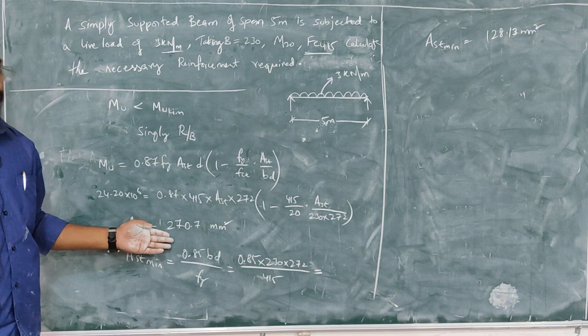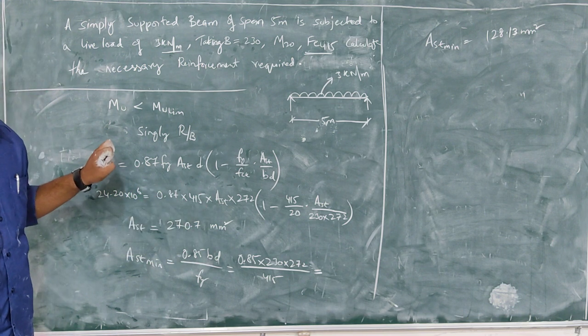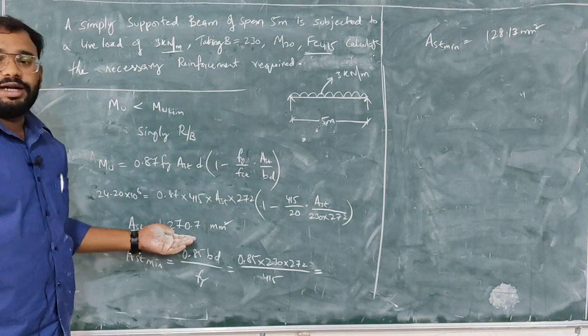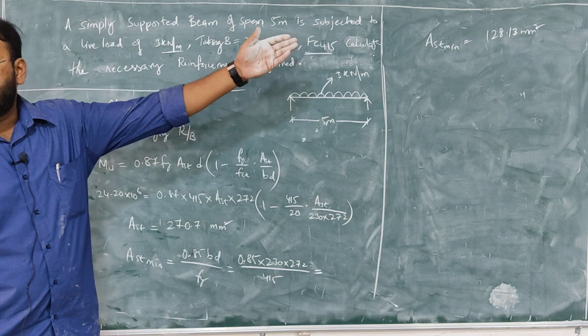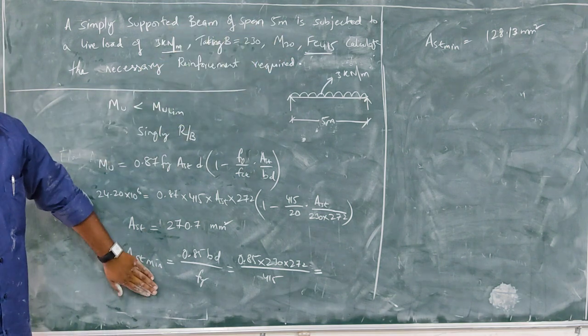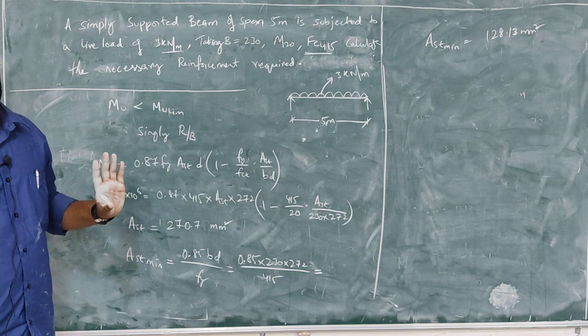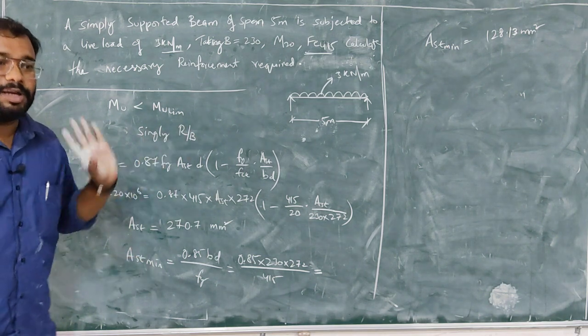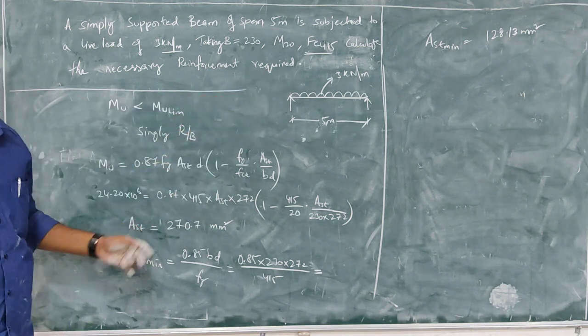Okay, now this is less, this is more. Provide this value. Sometimes this happens: if the moment is very less, such that you get this reinforcement as 100 millimeter square and this is 128 millimeter square. In that case you need to provide Ast minimum. Why? Because this is the at least to be provided reinforcement. Okay, at least this much should be provided. Now if this is more, you provide directly this reinforcement here.